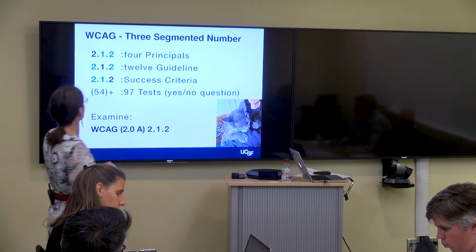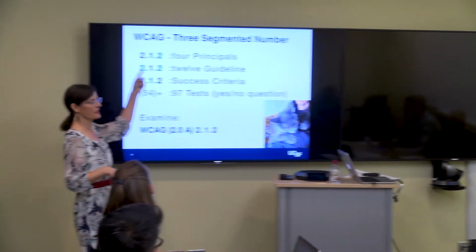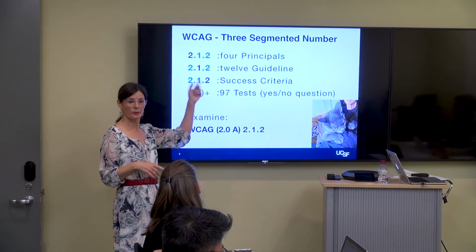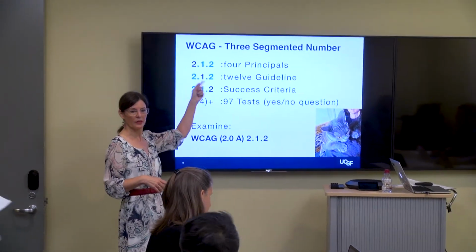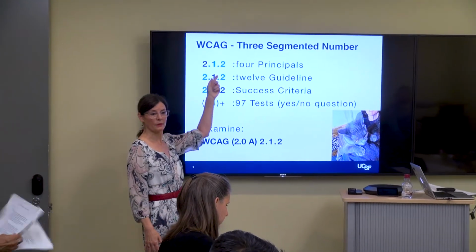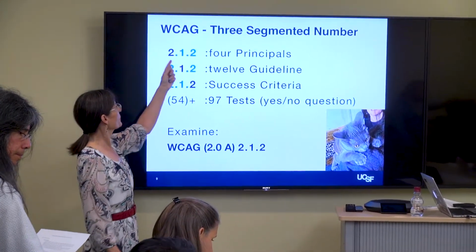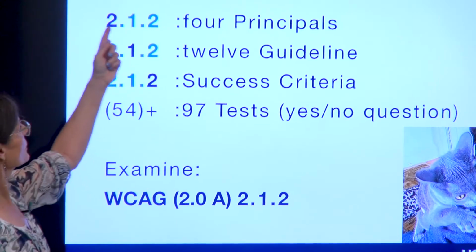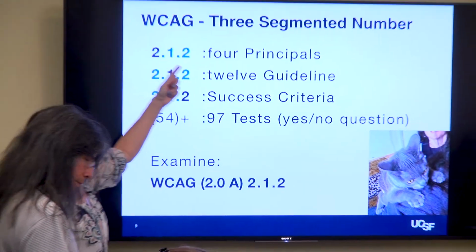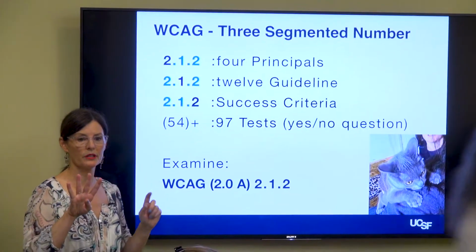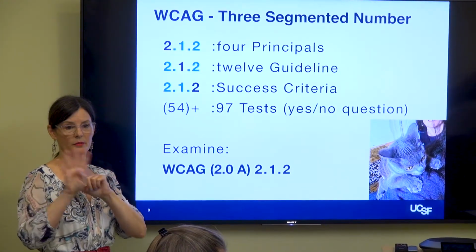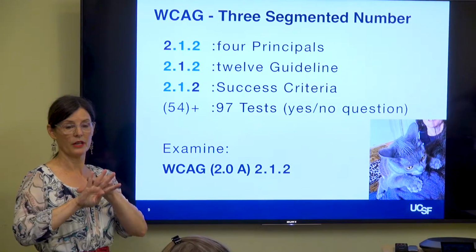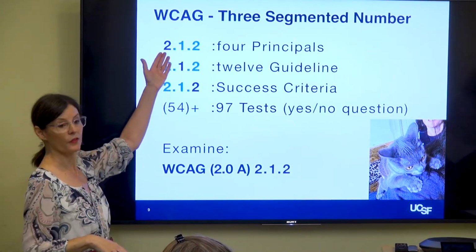So WCAG has 3 numbers, you're going to see these numbers. On these tools, like HTML CodeSniffer, you'll get a warning with a number, and then it'll link to a bunch of stuff. So this number is in 3 parts. The first number is one of the 4 principles: perceivable, operable, understandable, and robust. It's going to fall into one of those principles.